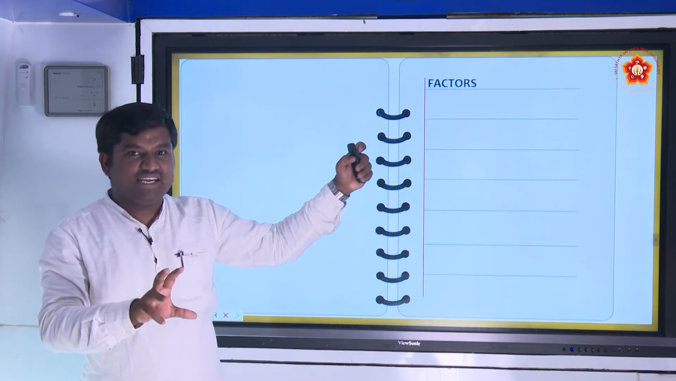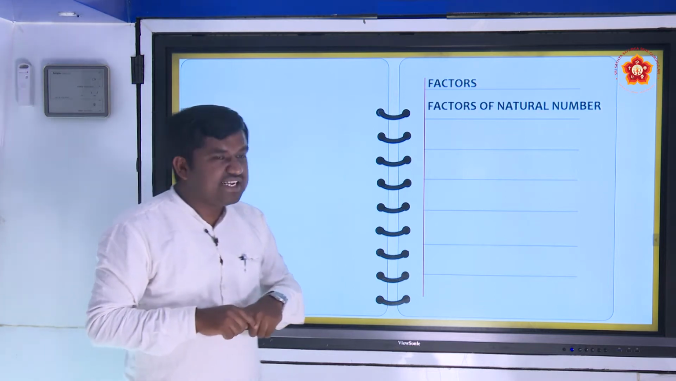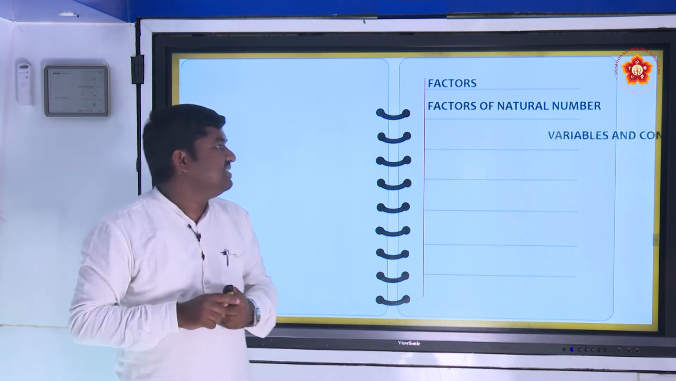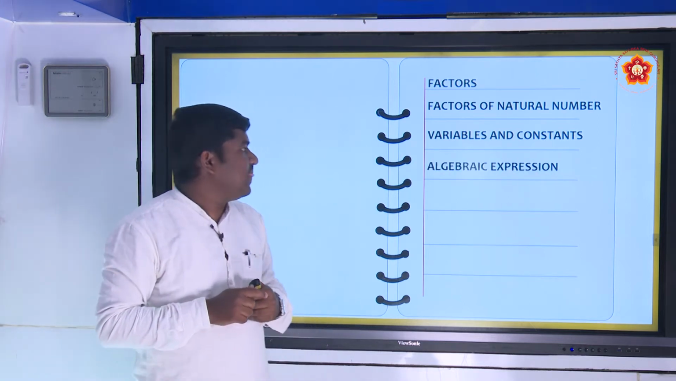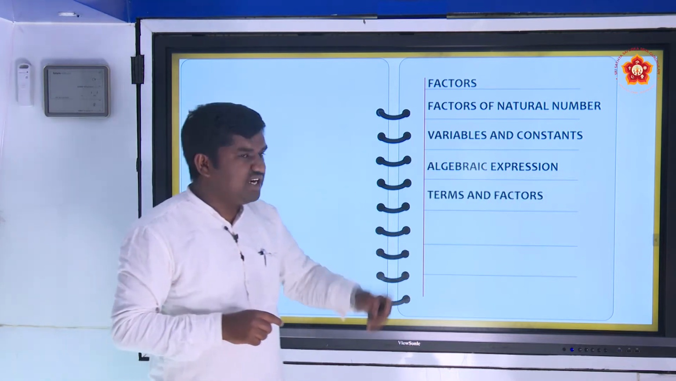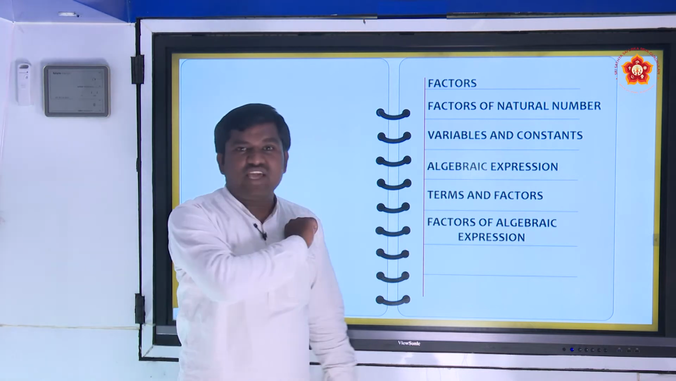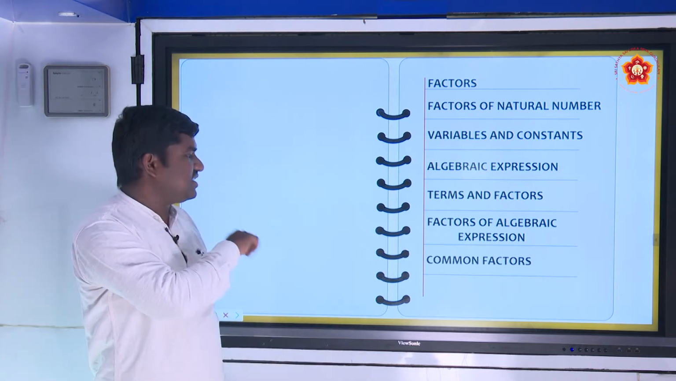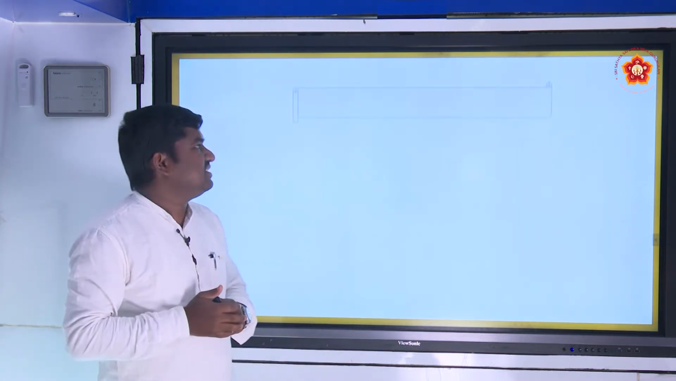What is meant by factors? How to find out the factors? Next, second one, factors of natural numbers. Next, variables and constants, algebraic expression. Next, terms and factors, factors of algebraic expression. Next, common factors. About all these we will study in this class.